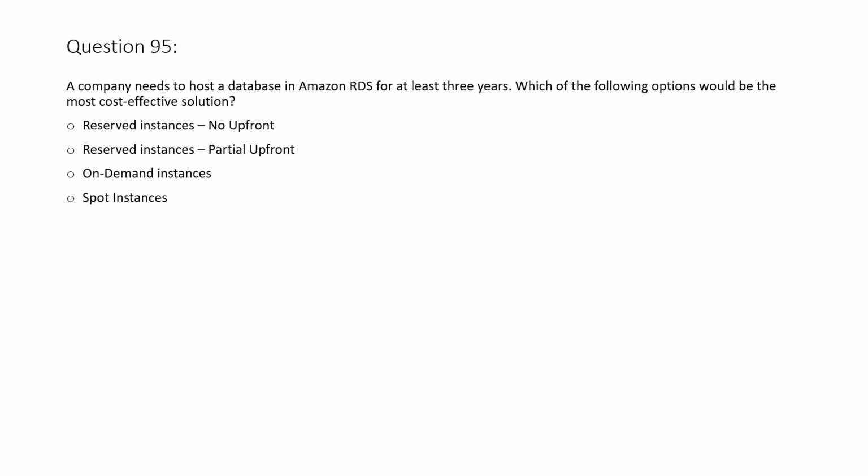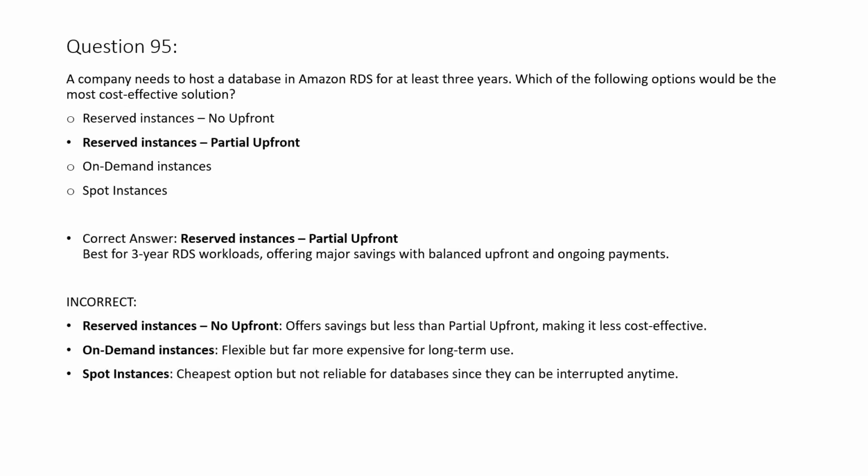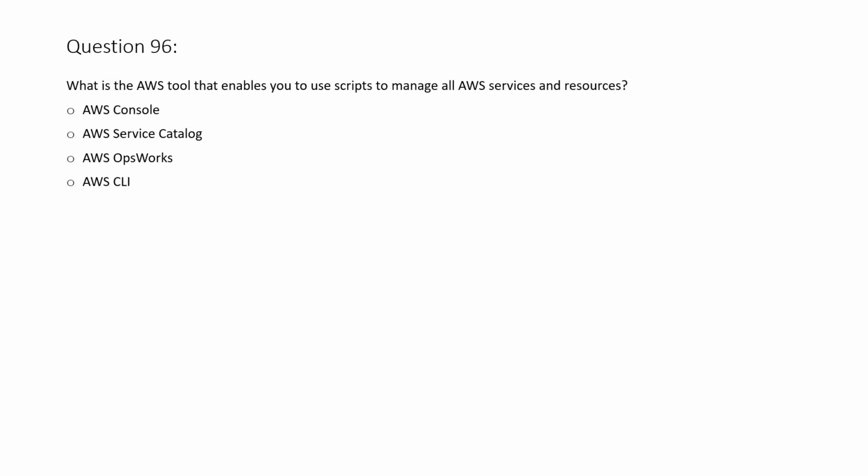Question number 95. A company needs to host a database in Amazon RDS for at least 3 years. Which of the following options would be the most cost-effective solution? Options are reserved instances with no upfront cost, reserved instances with partial upfront, on-demand instances, and spot instances. So the correct answer is reserved instances with partial upfront. It will be best for 3-year RDS workloads, offering major savings with a balance of upfront and ongoing payments.